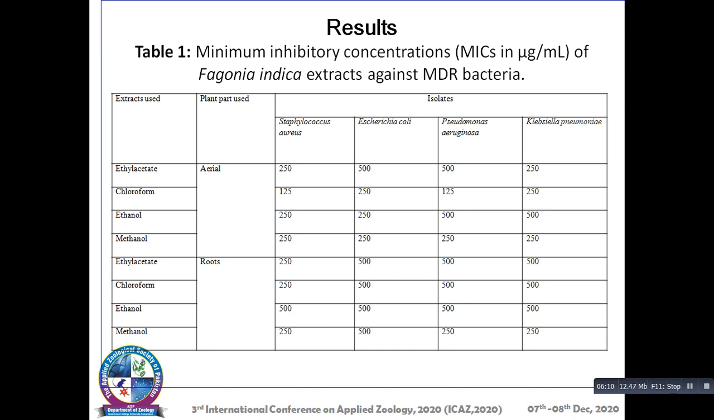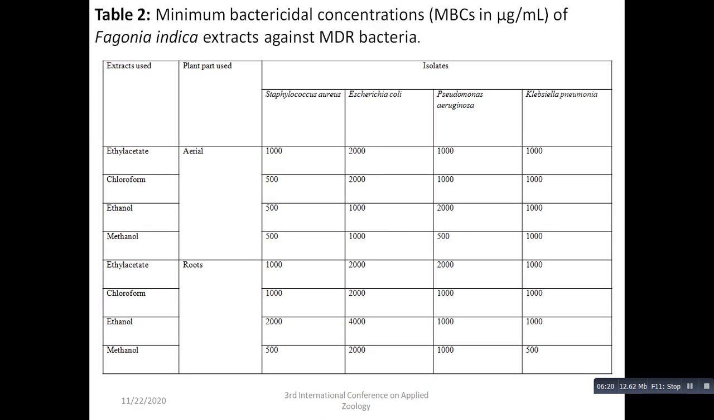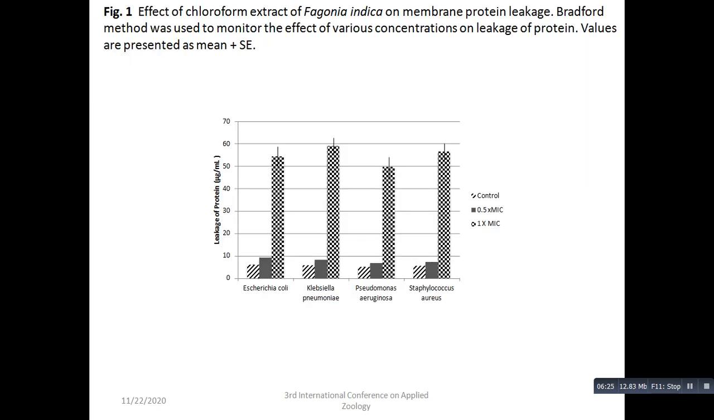The results have indicated that bacterial cells treated with chloroform extract of Fagonia resulted in a significant increase in protein leakage as compared to control. It was observed that maximum protein leakage was observed for Klebsiella pneumoniae, followed by Staphylococcus aureus, as displayed in figure 1. The results revealed that after 12 hours of incubation in the presence of chloroform extract, bacterial adhesion to the plastic surface was significantly reduced when compared with control cells.